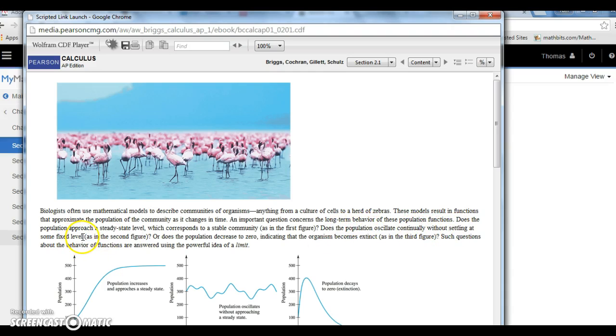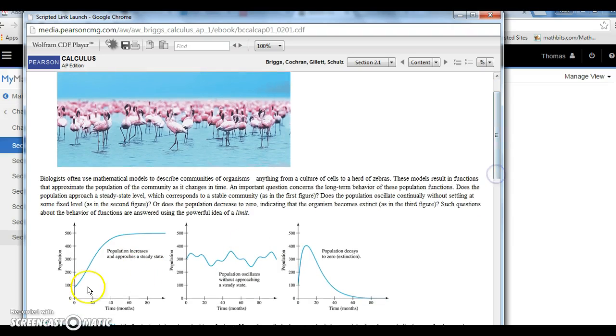Does a population approach a steady state level, which corresponds to a stable community, as in the first figure, which should be right here? Notice over time it approaches a stable level. Does the population oscillate continually without settling at some fixed level, as in the second figure? Does the population decrease to zero, indicating that the organism becomes extinct, as in the third figure? Such questions about behavior of functions are answered using the powerful idea of a limit.